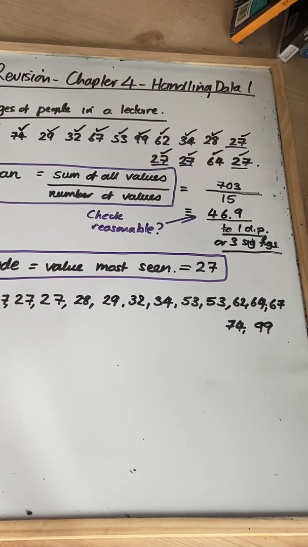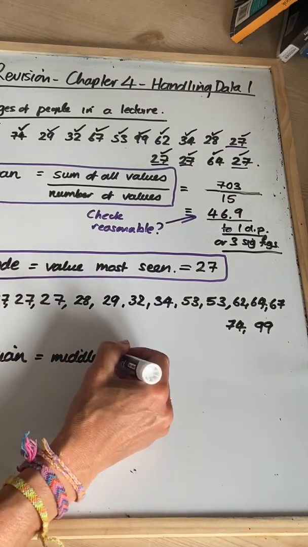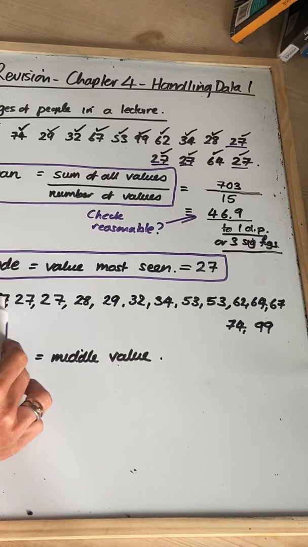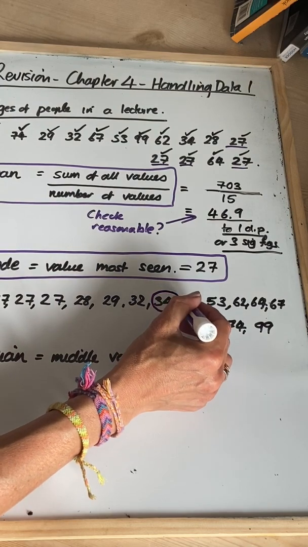Next one we need to have a look at. Our next definition is the median value. Our median value is our middle value from our set of data. So we've got 15 data items here. To get our middle data item, if you've got an odd number, you would add 1 to it, that means 16, and you would say half of that, that takes you to data item number 8. 1, 2, 3, 4, 5, 6, 7, 8. That's my middle data item.